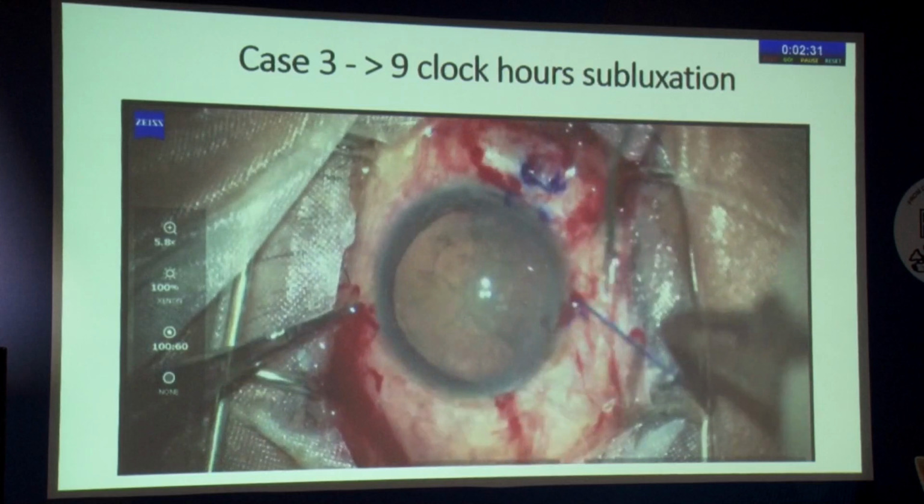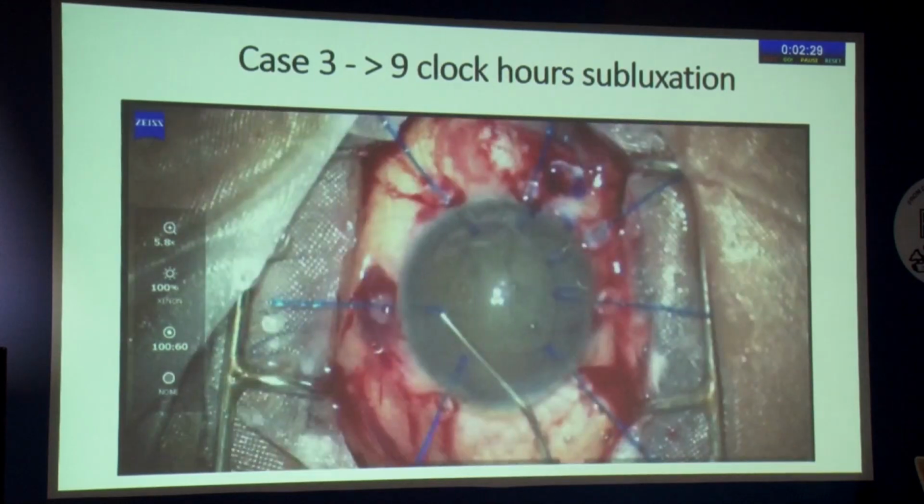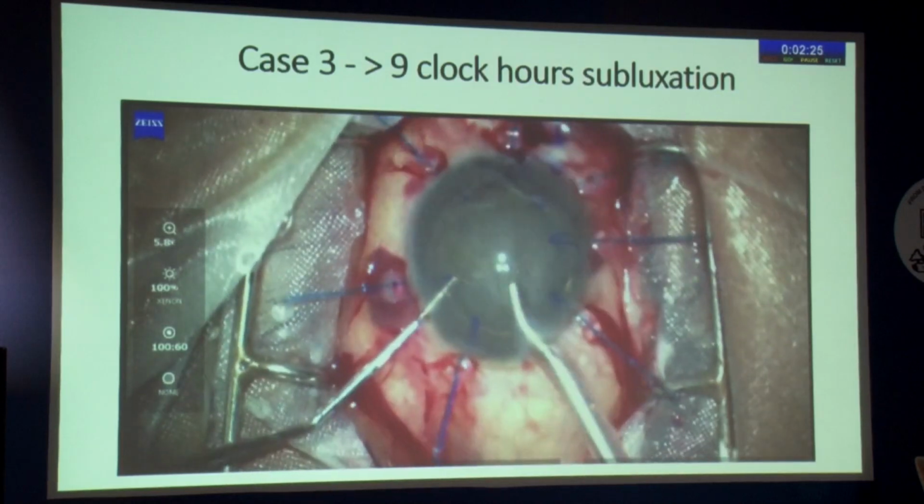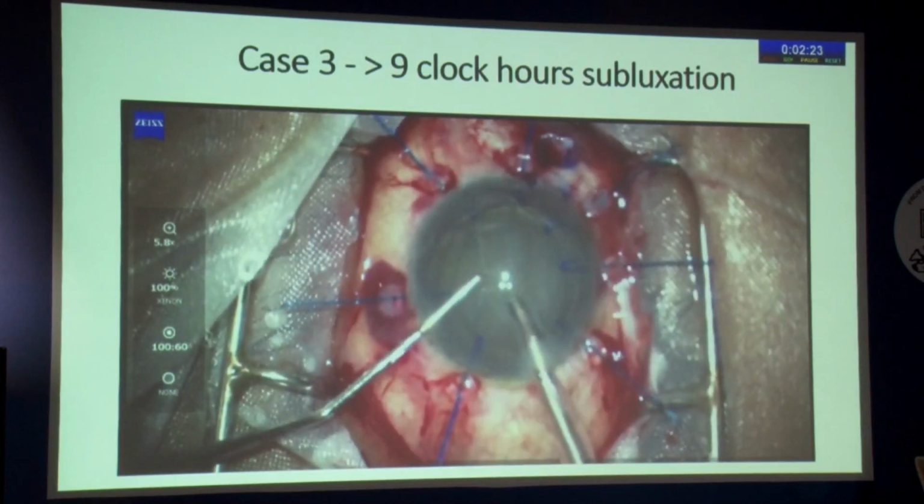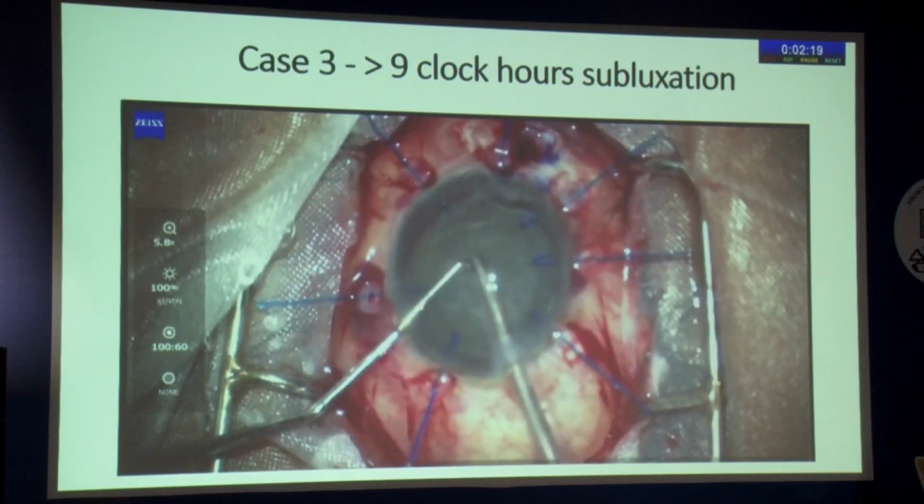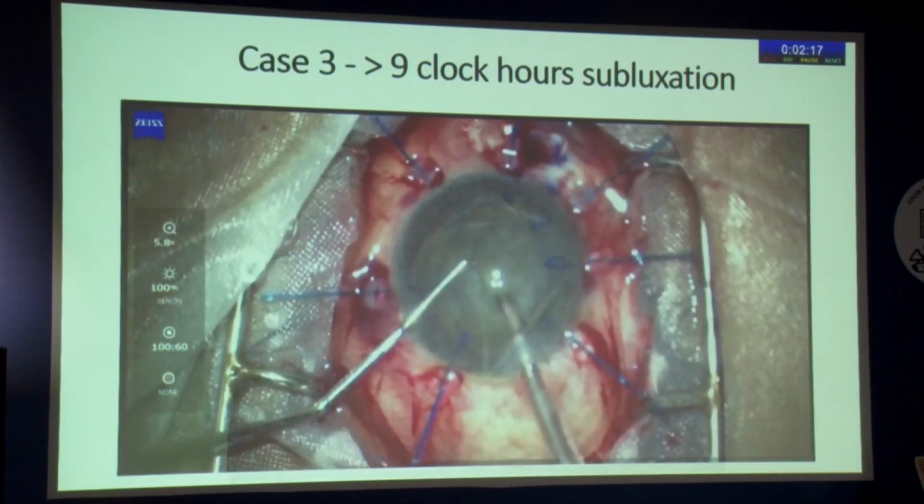In this case, we had to place multiple capsular hooks. However, during surgery, we could not salvage the bag because there was an anterior capsular nick, and we then went ahead with anterior vitrectomy and SFI.